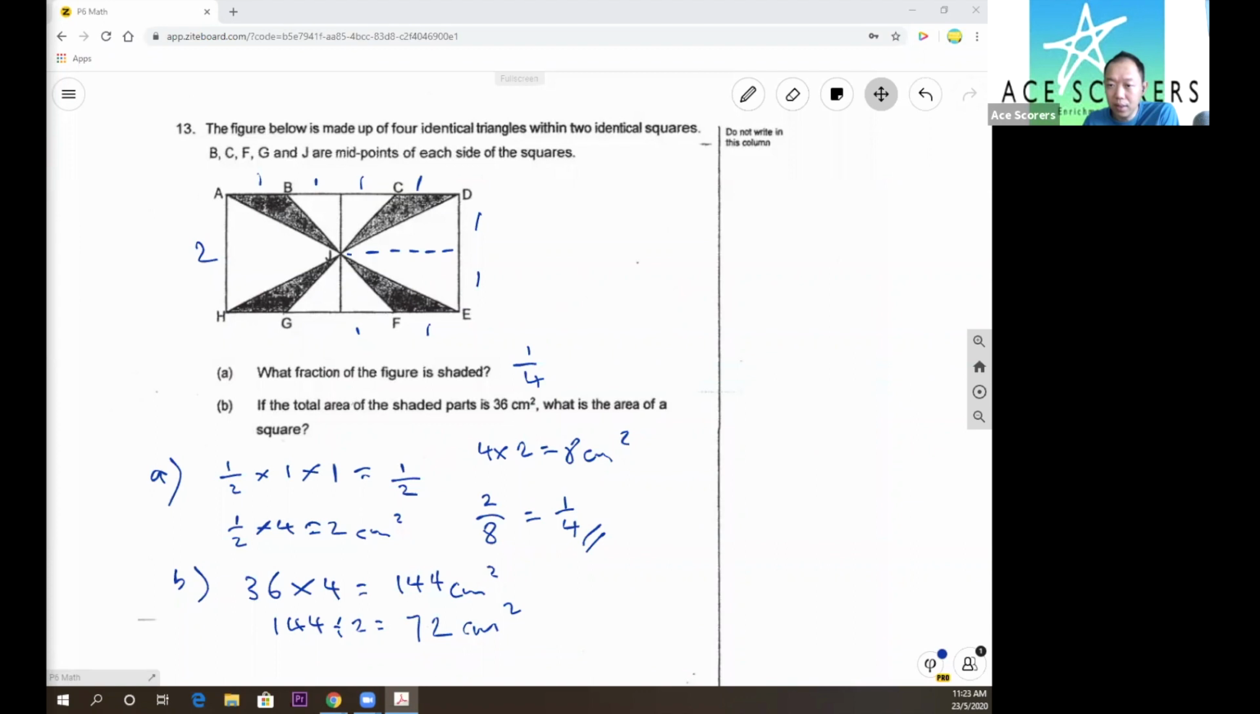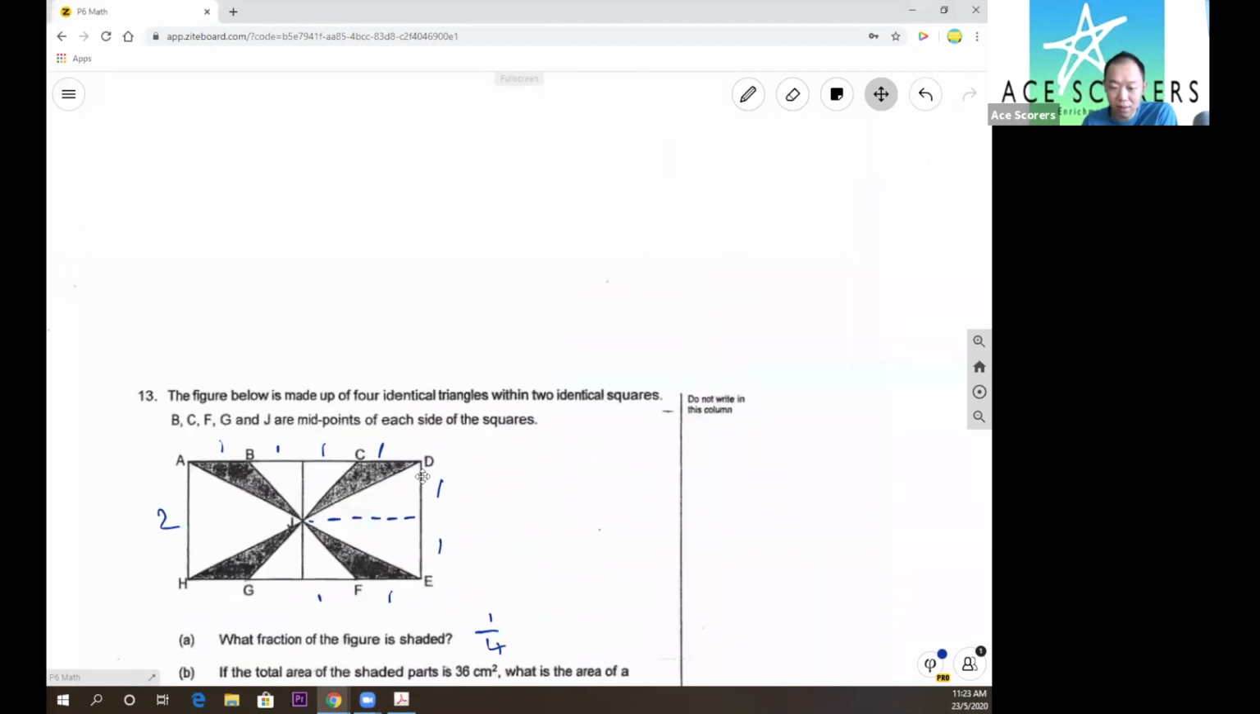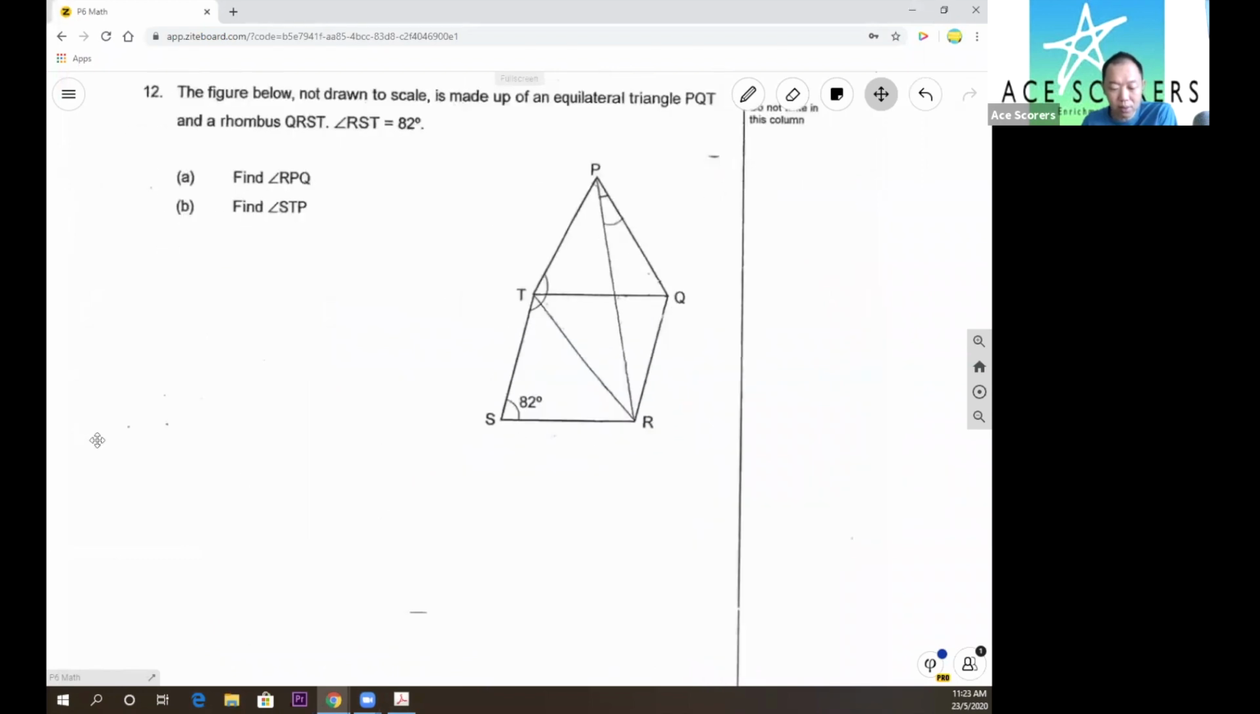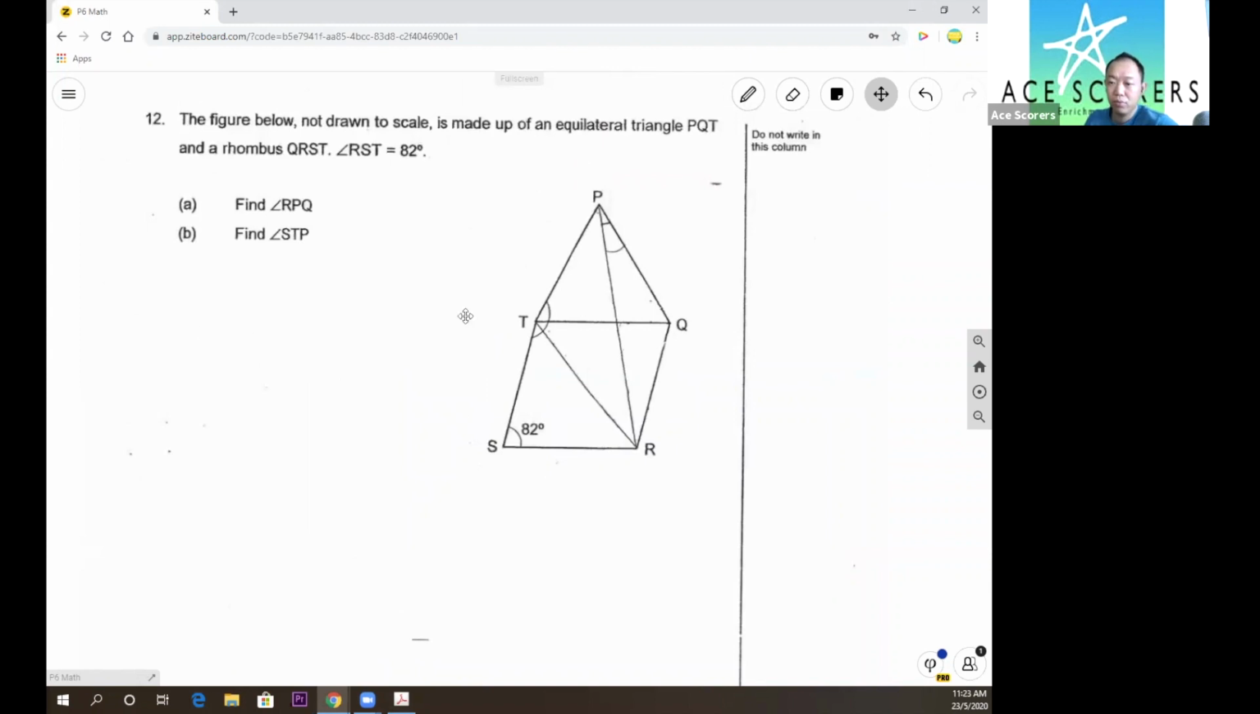Okay, let's look at any other difficult problem sums. Let me see. Oh, 12, that is also wrong. Wow, you're getting a lot of errors. Your problem sum 12A is wrong, 12B is correct. Okay, let's look at this. 12.